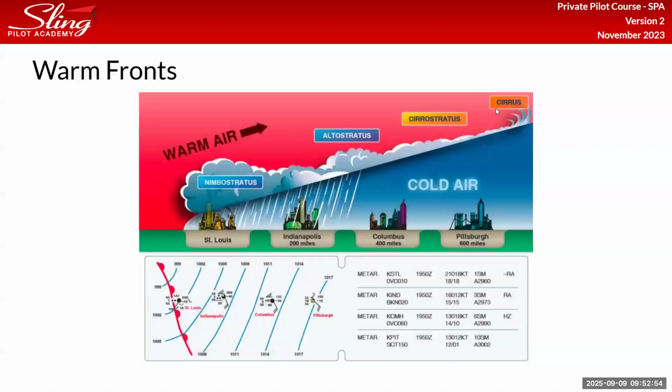Okay, warm air here is moving on top of the colder air underneath. And that warm air is moist warm air, so it can create clouds ahead of the front.